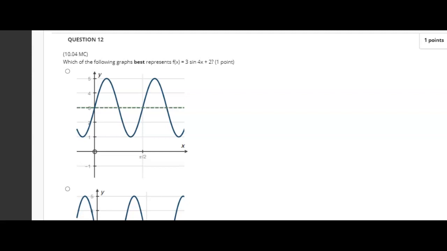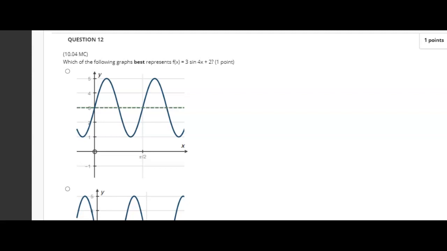Trigonometric functions with periodic phenomena. So that's quite a mouthful, but it's actually not too bad. Okay, so this practice test question asks us which of the following graphs best represents f of x equals 3 sine of 4x plus 2.